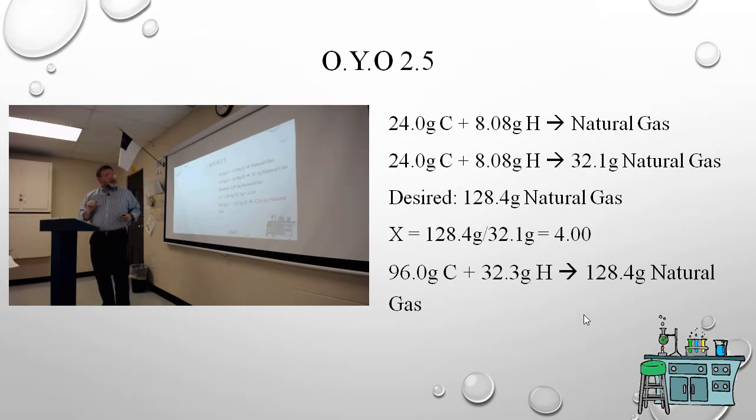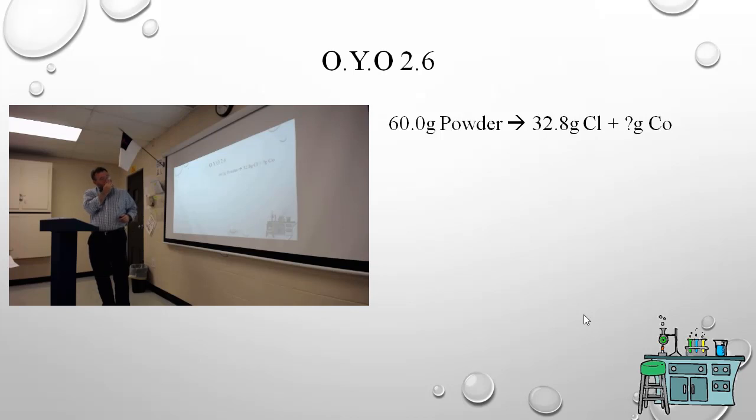Now 2.6, which I asked you to do during bell work, says that we have 60 grams of this powder, and that 60 grams of powder breaks into 32.8 grams of chlorine and an unknown mass of cobalt. Now, how much cobalt must have been produced? Or how much cobalt was produced in the decomposition of that powder? Yes, sir.